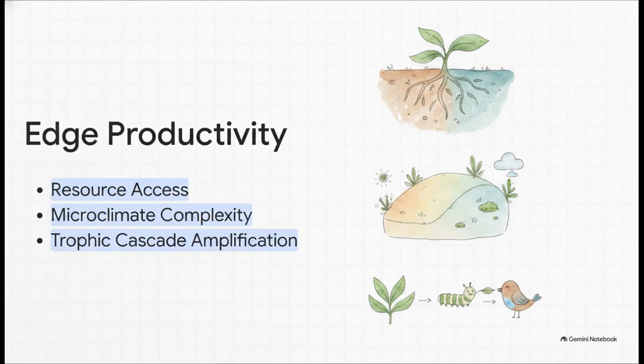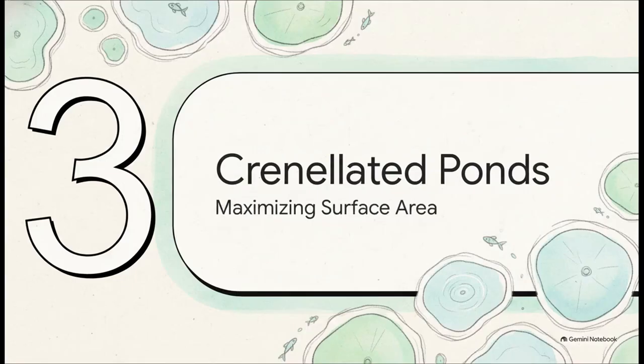Basically, the increased light and resources at an edge stimulates this explosive plant growth. That brings in more herbivorous insects, which then attracts a super high concentration of birds, pollinators, and predators. It's quite literally a compounding engine of life. Which brings us to part 3, designing crenellated pond edges.